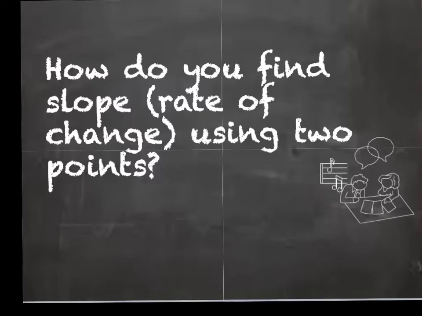So far, you should have watched two videos. The first video explained how to remember different types of slope: positive, negative, zero, and undefined. The second video showed you how to find slope from a graph. And now I'm going to show you how to find slope using two coordinate points.